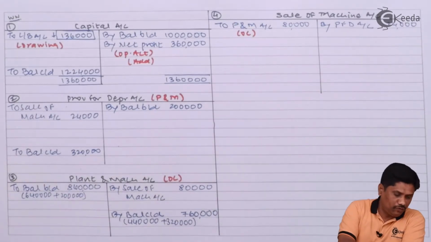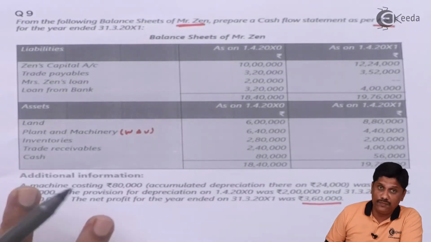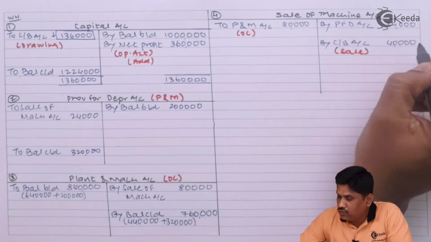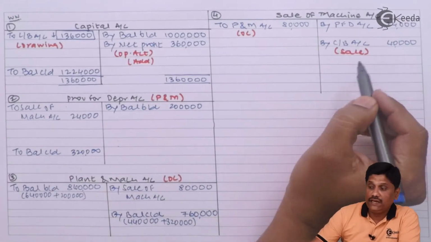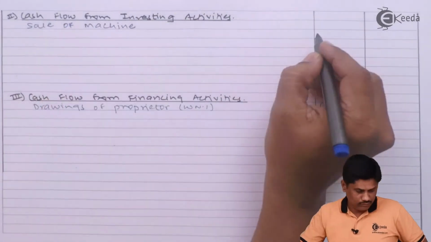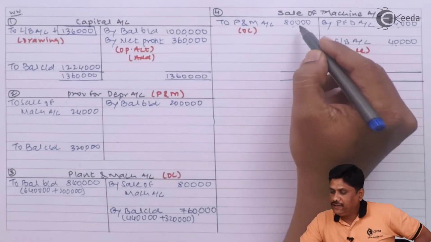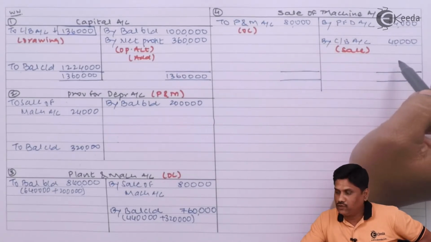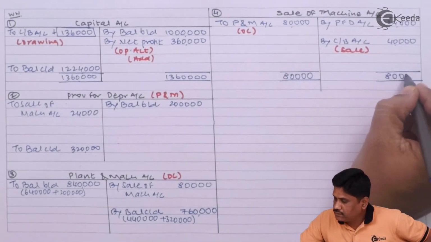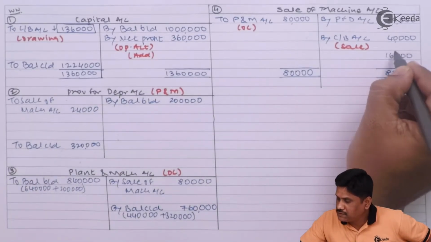Now let us see for what value it was sold. They mentioned it is sold for rupees 40,000. So what will be our entry? Cash or bank account debit to sale of machinery account. This was sold for rupees 40,000. Cash comes in. You will have to show it in investing activity. If I close this account, I can see that the cost was 80,000, of which the recovery is only 64,000. So obviously there is a loss of the difference amount. 16,000 is your difference.